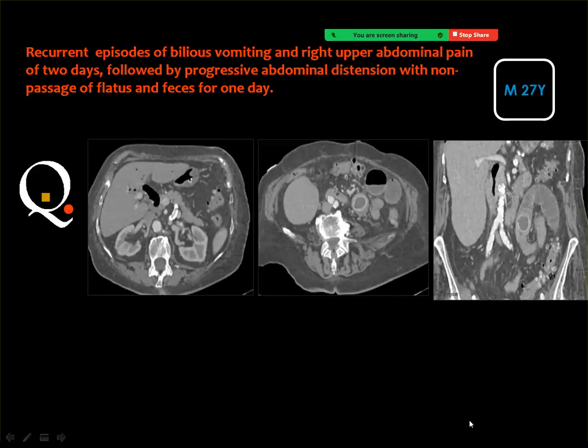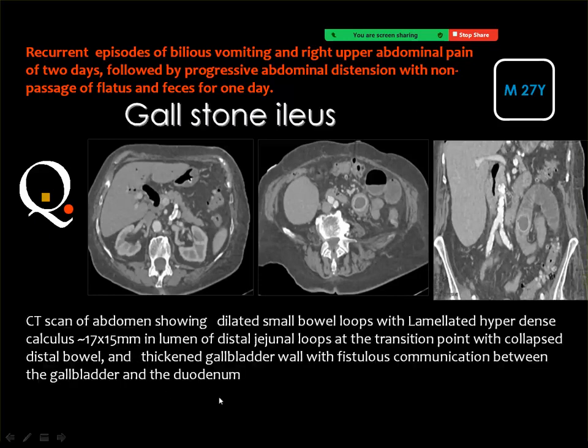Next is a male 27 years old with recurrent episodes of bilious vomiting and right abdominal pain for 2 days, followed by progressive abdominal distension with non-passage of flatus or feces for 1 day. Gallstone ileus. Yes, and this is right.